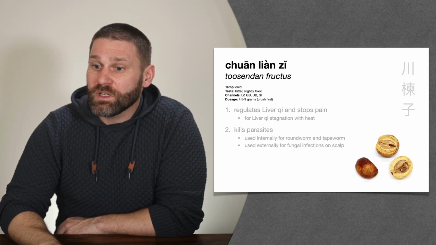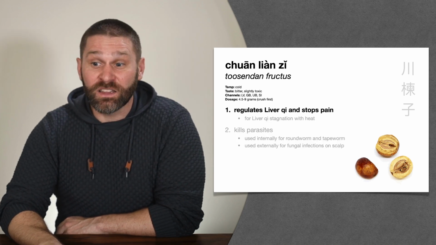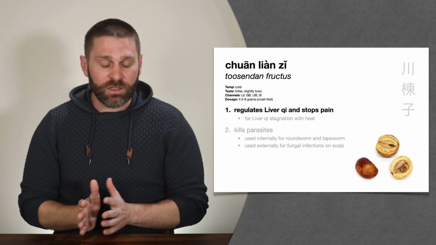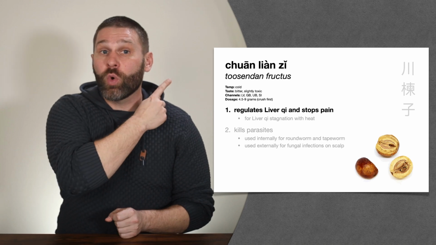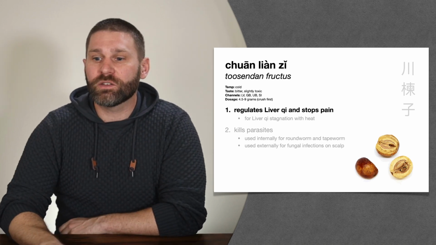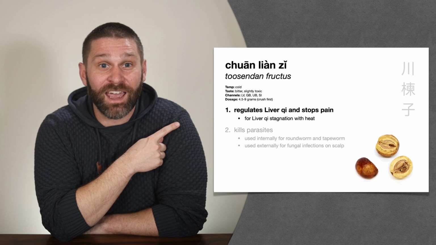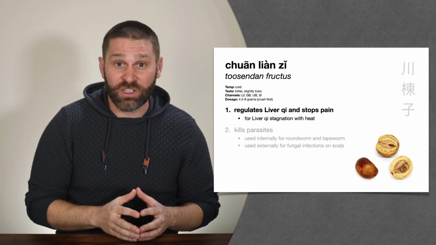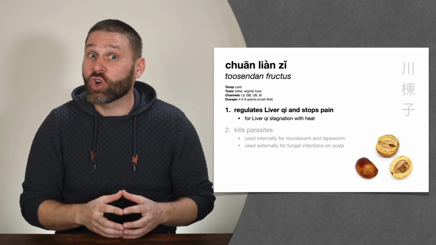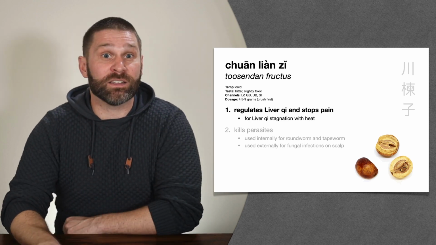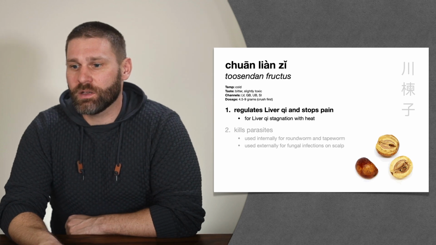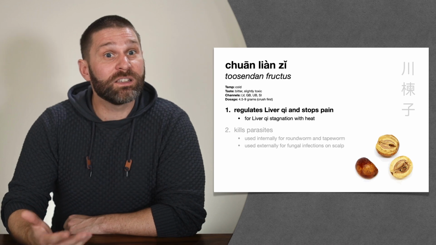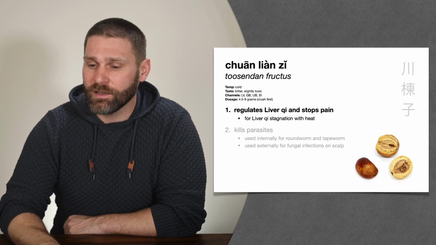What we should know about this one is Chuan Lien Zi regulates liver qi and stops pain. But this is another one that stands out because in regulating liver qi, it's also cold in temperature. So this is especially good for liver qi stagnation with heat. Sometimes the two go together, or once the qi stagnates, that turns into heat. So Chuan Lien Zi is a very useful herb in that situation, but by regulating liver qi, it also has a specialty of stopping pain, and it's used in heat conditions.